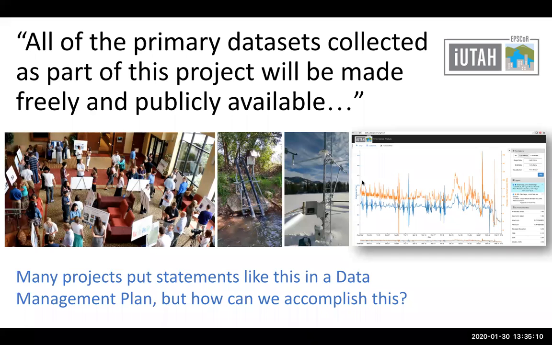So the project was called iUtah, and this was an interdisciplinary, multi-institution project. It was an NSF EPSCoR project for Utah, but it had a variety of diverse participants, and we faced data sharing and publication challenges across biophysical and social sciences. We had this statement in our initial data management plan: all of the primary data sets will be made freely and publicly available. And many projects have statements like that, right? But how do we actually accomplish this?